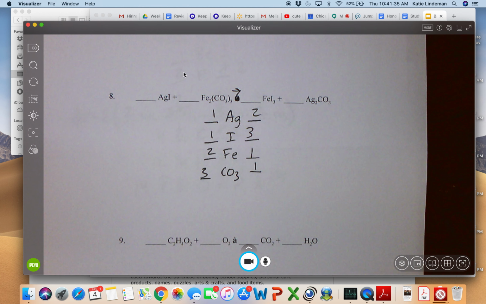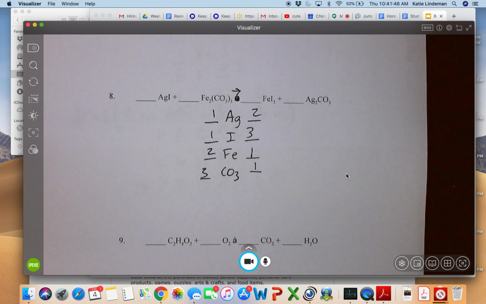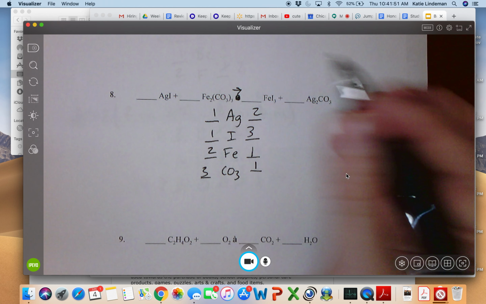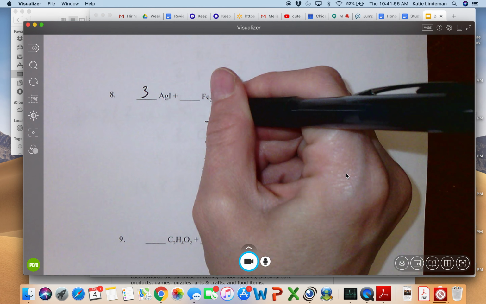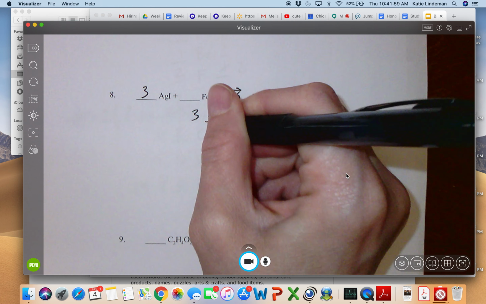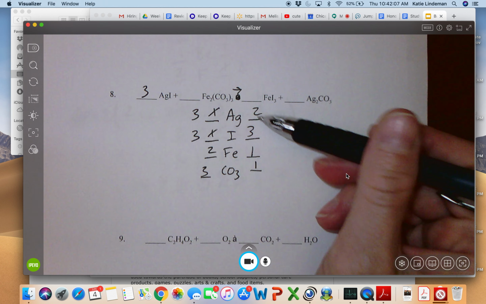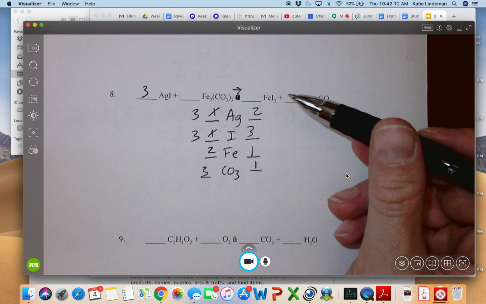Okay, so just like before, we're going to start with nonmetals, and then go to metals, and then polyatomics. Okay. All right, so our nonmetals. So I'm just going to start with iodine. Okay. So I need to multiply this one by 3, so put a 3 there. So silver becomes 3, iodine becomes 3. The next one I want to do, now I move on to my metals. So I can either do silver or iron. I'm just going to start with silver because it's at the top. For no other reason, I'm starting at silver.